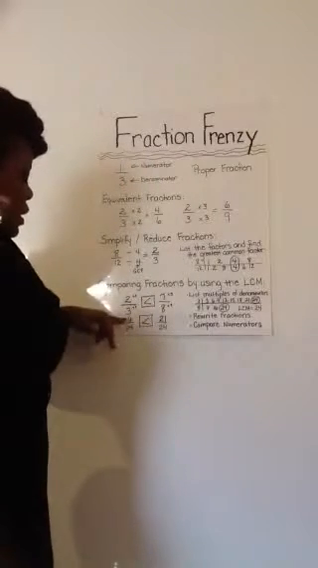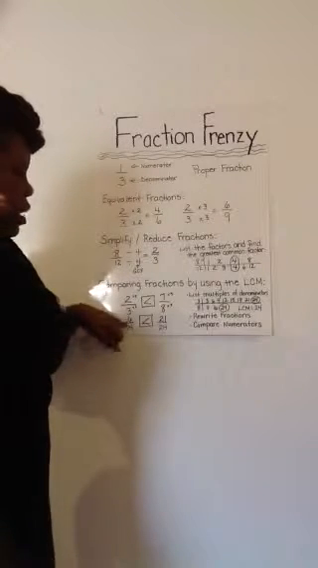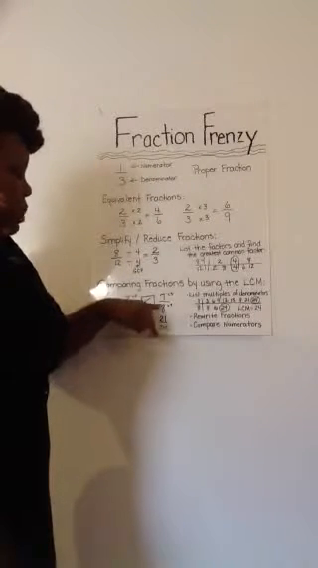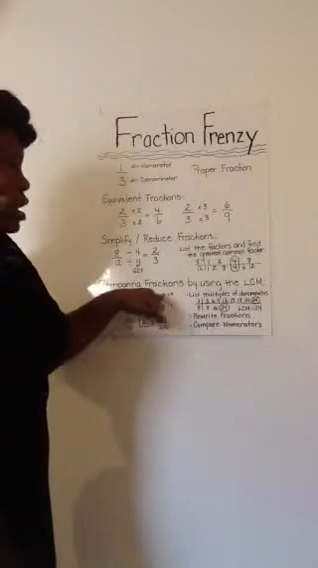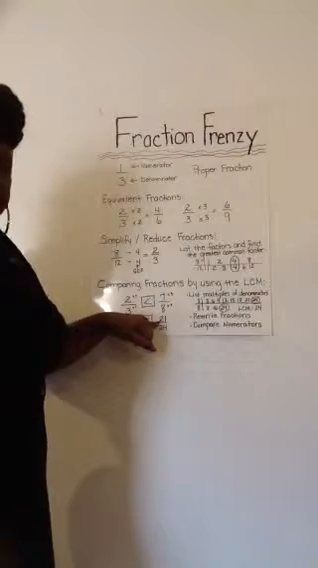2 times 8 is 16. That's my new numerator. Over here, I multiply by 3 because 8 times 3 is 24. So I multiply by the same digit. 7 times 3 is 21.